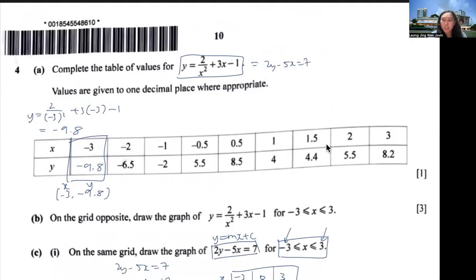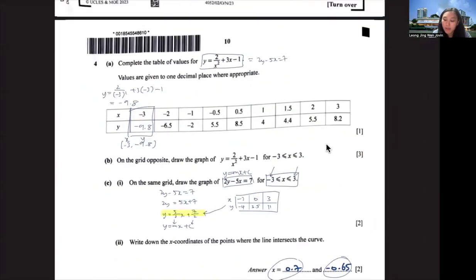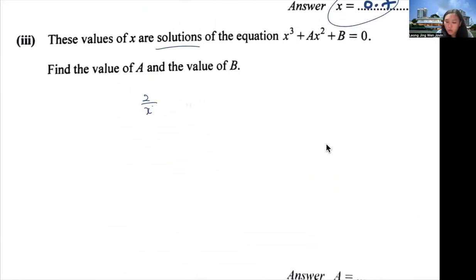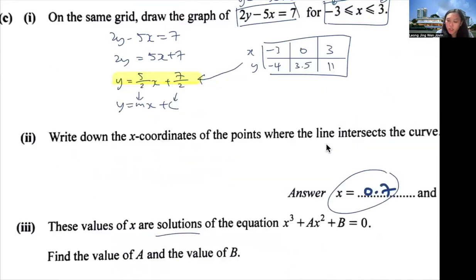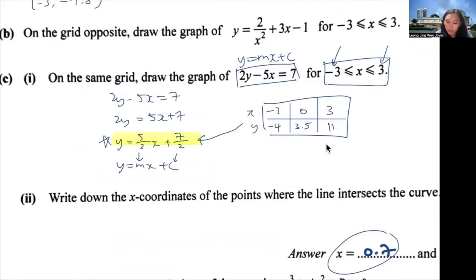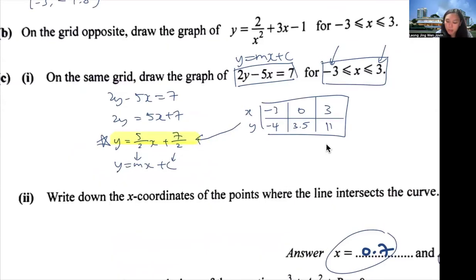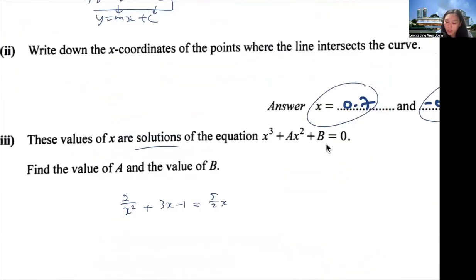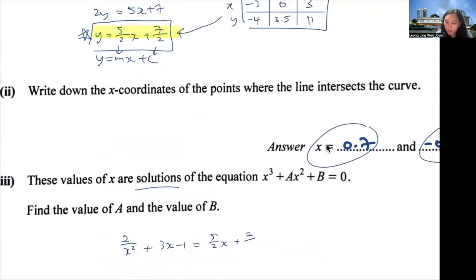Does it make sense? Yes, it makes sense, right? Because it's where they intersect. That means the x values that satisfy the left-hand side must also satisfy the right-hand side. So what I can do is rewrite them out. Let's say 2 over x squared plus 3x minus 1 equals, okay, so instead of using this equation, I formed it into y equals mx plus c, so maybe I try to use this. This looks easier for me to use as well. So equals 5 over 2 x plus 7 over 2.